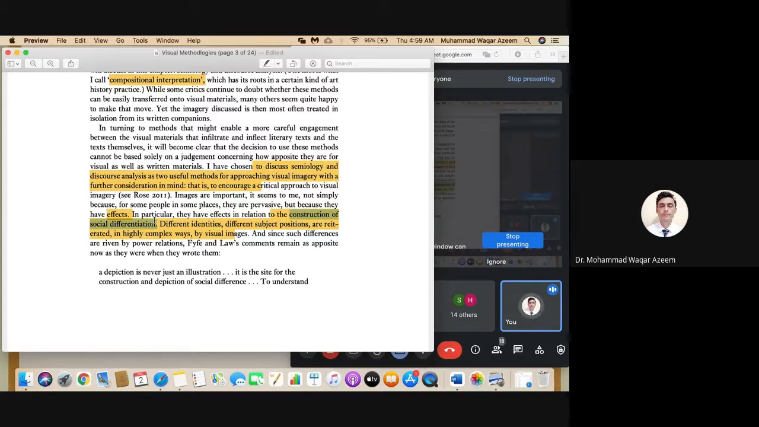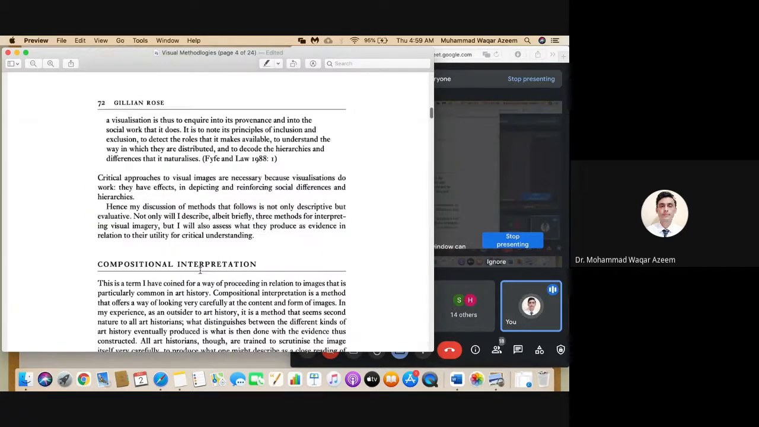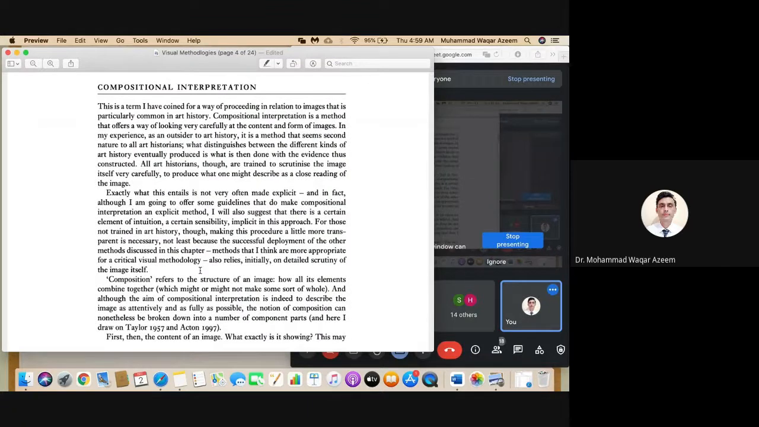So that is why I said that these visual representations are not innocent, right? Rather they have a political meaning as well, right? They have a politics of gender behind that, right? Any questions so far? No, sir. All right. So we are at compositional interpretation.